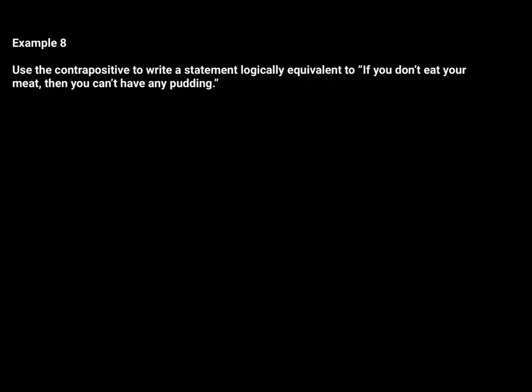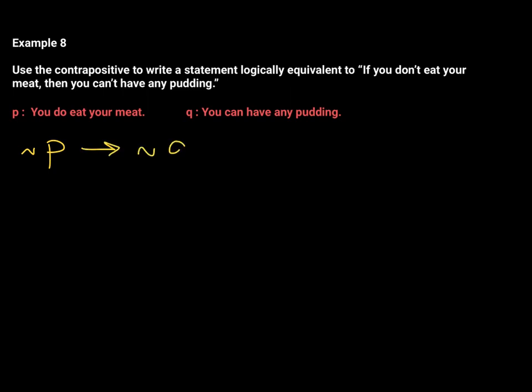All right, use the contrapositive to write a statement logically equivalent to, if you don't eat your meat, then you can't have any pudding. All right, I have my P and my Q. The given statement is, if you don't eat your meat, so if not P, then not Q. Now remember that the contrapositive switches the antecedent and the consequent. In addition, it negates both of them.